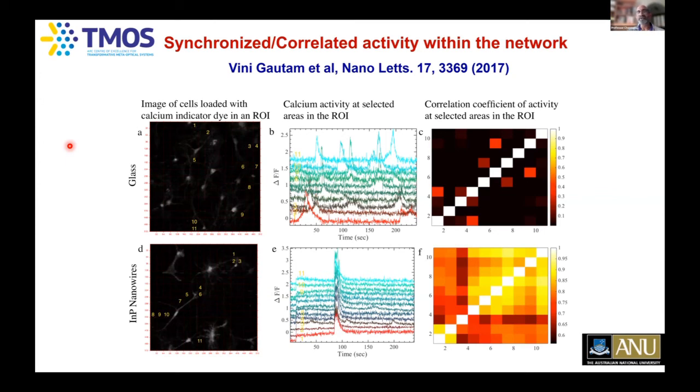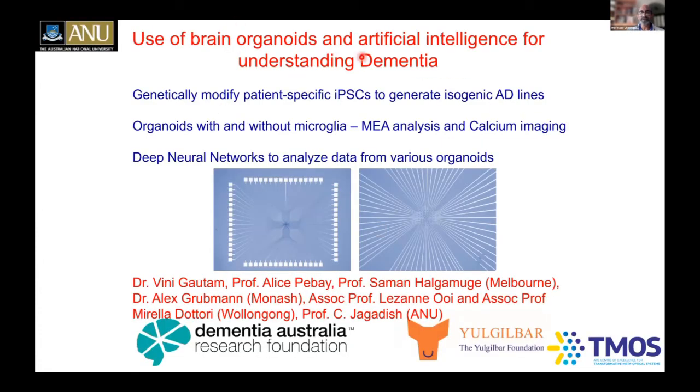When Vinny presented her work about 4 years back or so at a neuroscience conference in Melbourne, they were always asking her what neurons she was using. She said that she's using mice neurons. Then they said, how about using human stem cells? So now we have a project funded by the Dementia Australia Research Foundation and Libribar Foundation.